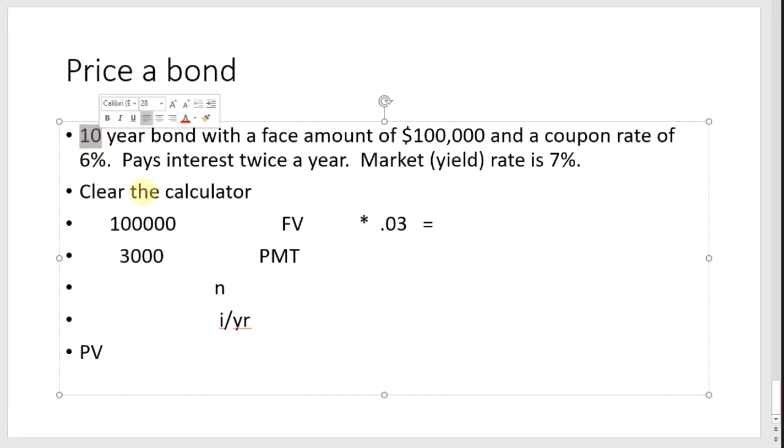Now we put in the future value, we put in the payment. The 10-year bond with 2 interest periods a year is 20 interest periods. So key in 20, hit N for number of periods, and the market rate is 7%, but we have to divide that by 2 because it pays twice a year again. So we're going to have to use 3.5. So again, you don't have to convert this to a decimal, just put in 3.5, hit your interest per year key, and now when you hit your PV key, you'll get the issue price of the bond. And as predicted, it's less than 100. So there's our bond issue price.